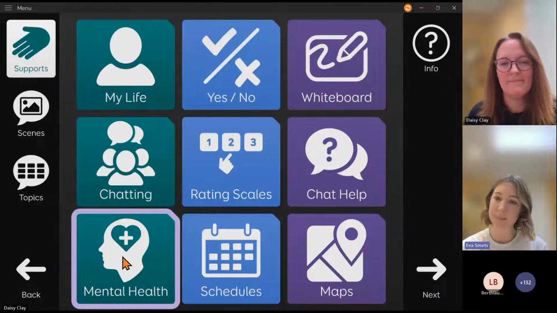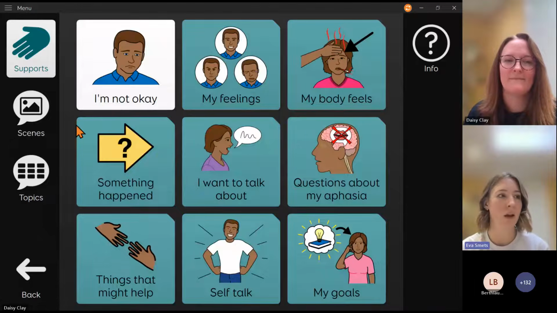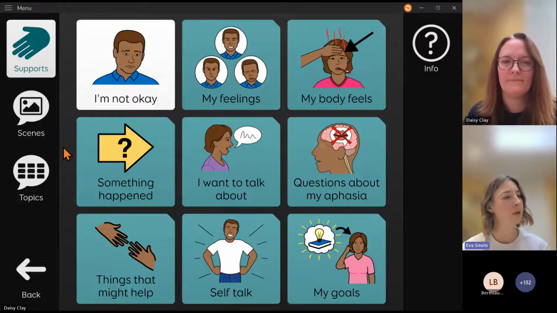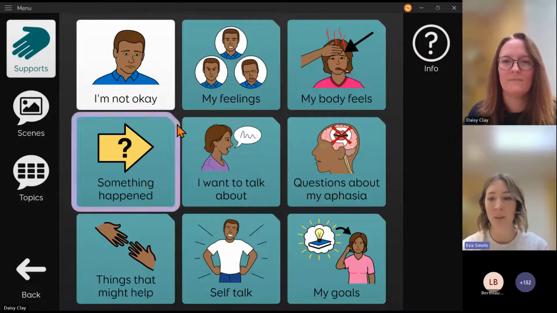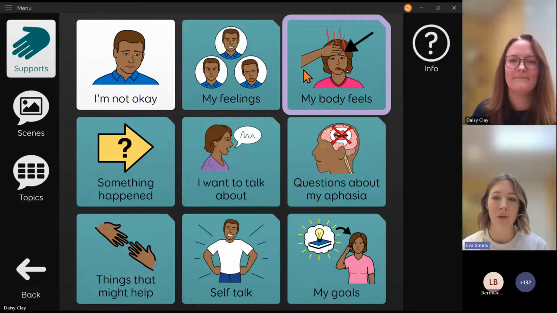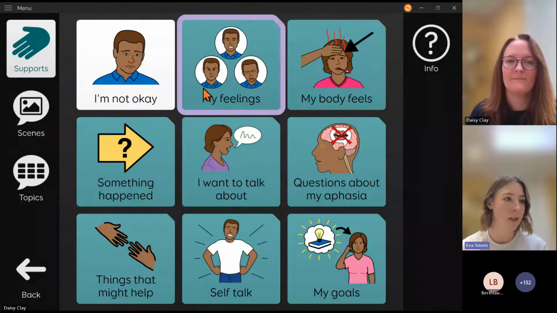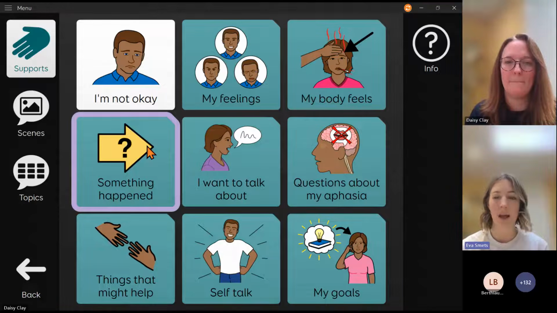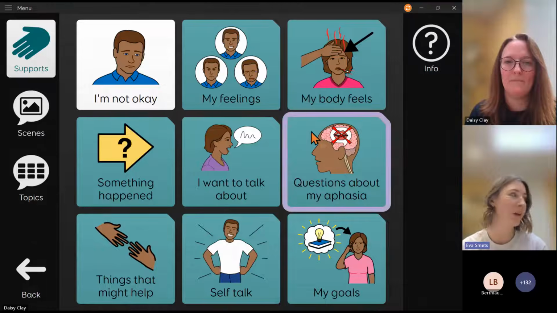And then the next section is mental health, which is important for all of us, but people with aphasia are at particular risk of developing things like depression and anxiety. So we've got lots of different sections here to support with that. You can talk about how you feel, physiological sensations in your body that might be hard to put into words. You can raise problems and issues. You can ask those difficult questions about aphasia.